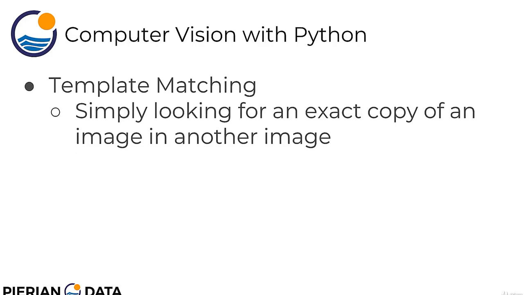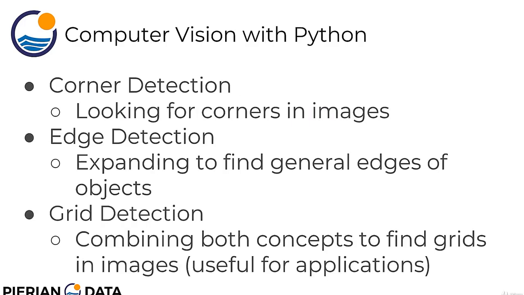Template matching is probably the simplest idea behind object detection, and all it does is simply look for an exact copy of an image within another larger image. Then we'll move on to general detection methods like corner detection, which is looking for corners, edge detection, which expands on this idea to find general edges of objects, and then grid detection, which combines both concepts to find grid-like patterns in images, which is really useful for lots of applications.